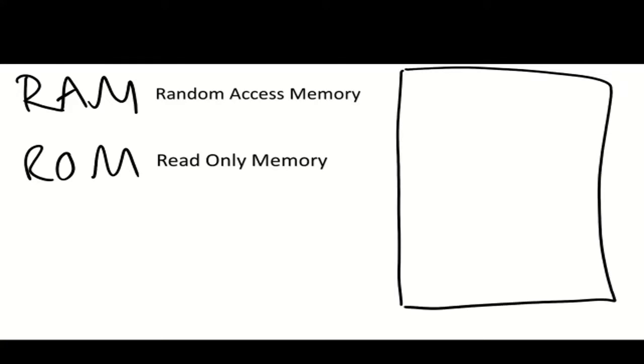Another difference is the size between these two things. RAM is quite large and normally measured in gigabytes. ROM is quite small and could be measured in kilobytes, maybe megabytes.